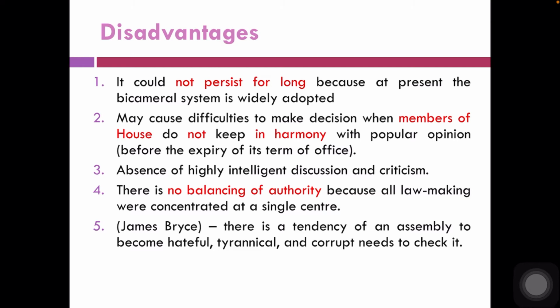Sebab dia hanya ada satu chamber sahaja, satu house sahaja yang akan discuss on the bill, implement the bill and also amend the bill. Number 4, there is no balancing of authority because all lawmakers were concentrated at a single centre. And according to James Bryce, dia kata there is a tendency of assembly to become hateful, tyrannical and also corrupt. Needs to be checked upon it. So these are the disadvantages for the unicameral system.